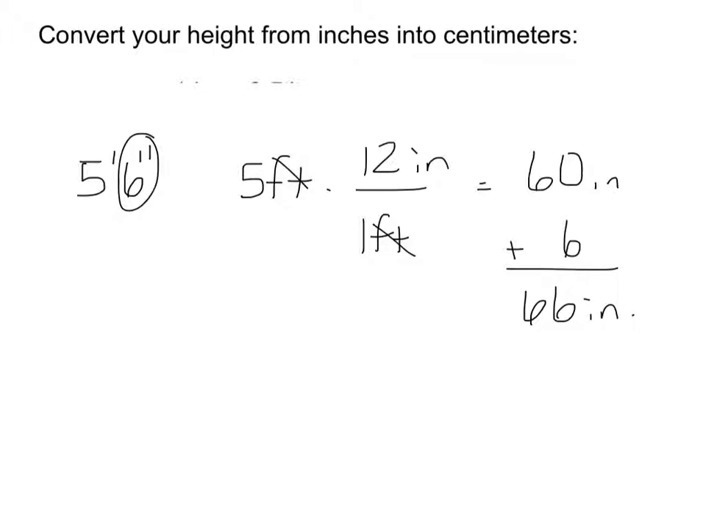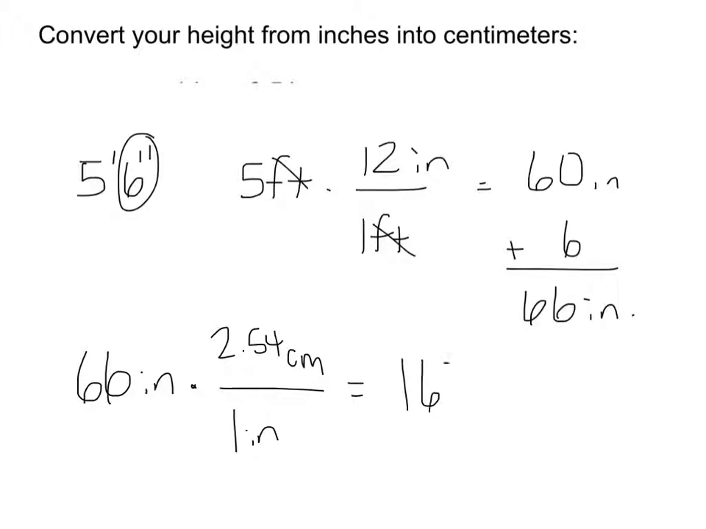Now I know a conversion from inches to centimeters, so I'm going to go ahead and start with what I know. So I know my height is 66 inches tall. And I know that for every 1 inch, there are 2.54 centimeters. And so what I'm going to do is punch this into my calculator. 66 times 2.54. Your calculator is going to spit out 167.64 centimeters. Because inches cancel inches, the only unit you're left with is centimeters.